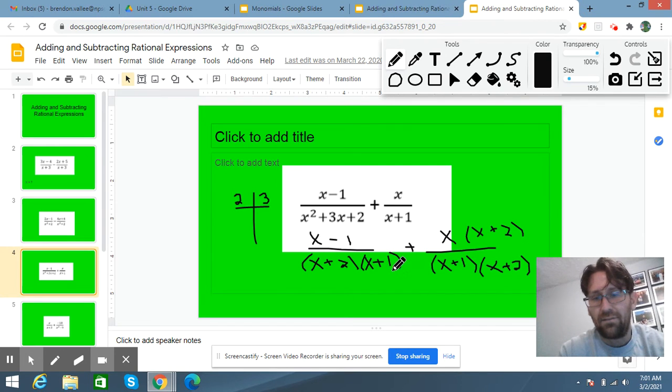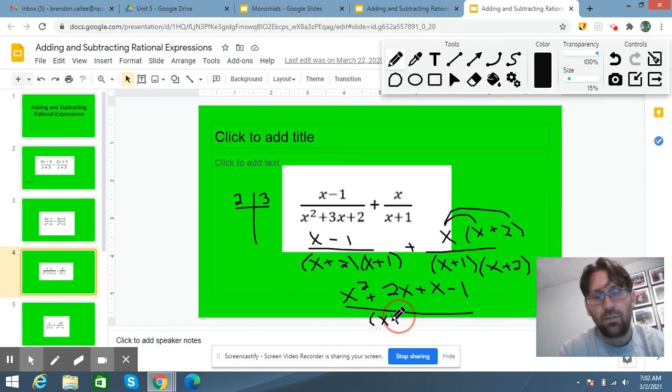So now I have the same denominator, so now I can add. Before I add, I'm going to distribute that x. So I'm left with x squared plus 2x, and then I also have to add in this, so plus x minus 1, and that's going to be over the x plus 1, x plus 2.